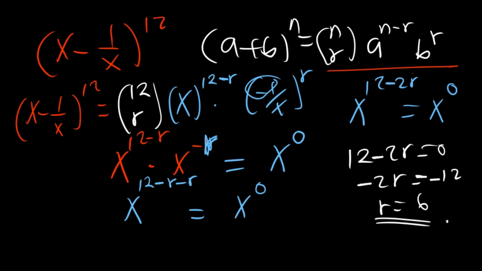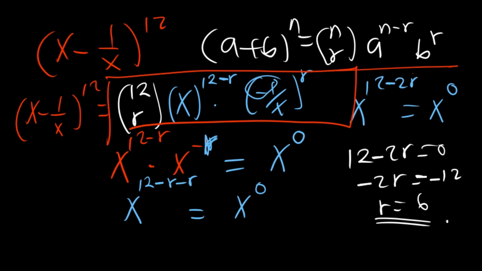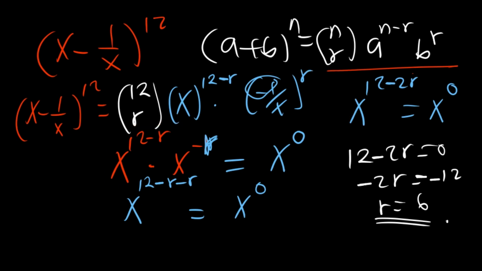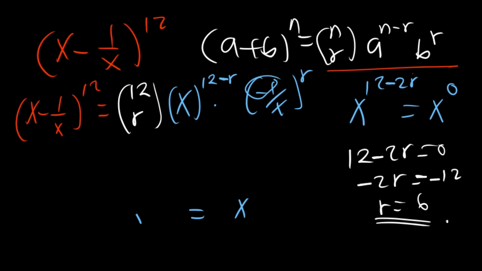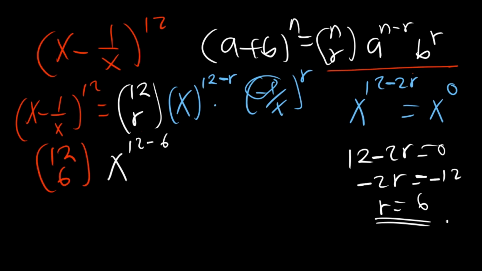Very, very important: if you plug in this r here and you discover that they don't cancel out, meaning your r is wrong. Now I'm not interested in this part here. I'll go back to my original formula and start replacing my r. So I'll say 12 choose r, r is 6. So x raised to the power 12 minus r, which is 6, times negative 1 over x, r is 6.